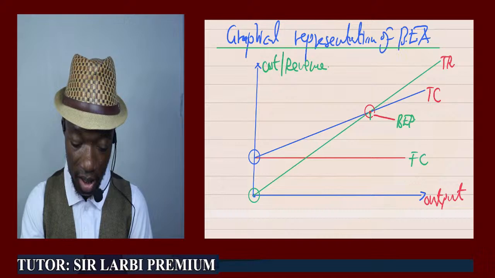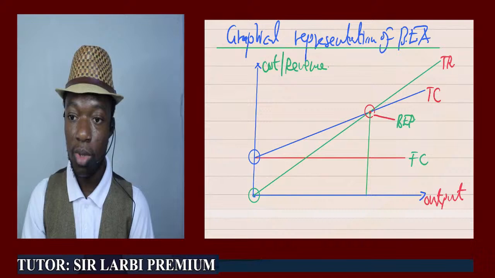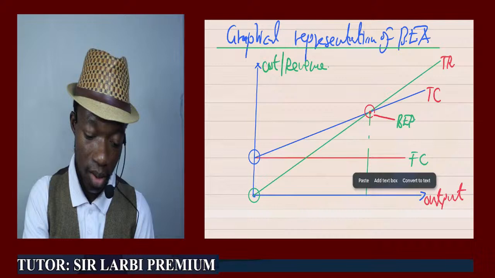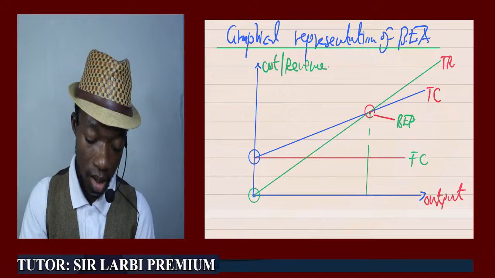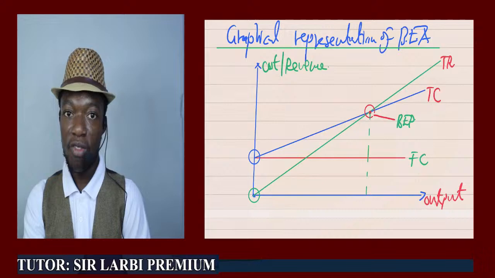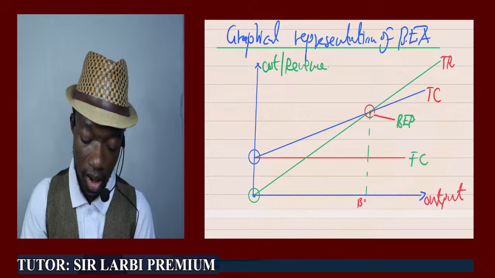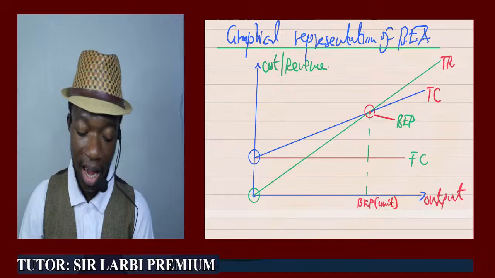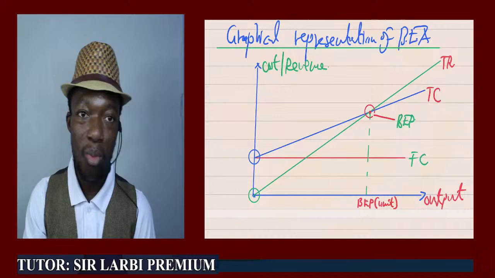Where it meets our output curve, at that point we determine our break-even point in output or unit. This is how we identify the break-even point in unit. And then when we trace it to the cost or revenue line, we get our break-even point in value or in sale.